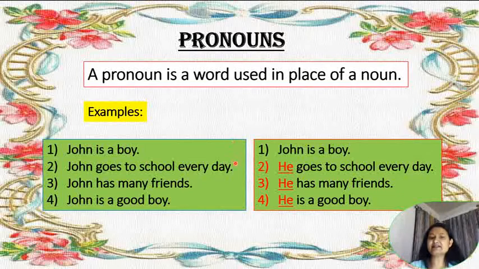Okay, so let's see how to correct it. So first we introduce John. John is a boy, but in the next sentence, instead of writing John, we write the pronoun he. Okay, he goes to school every day. He has many friends. He is a good boy. So, in order to avoid repetition of a noun, we use a pronoun.